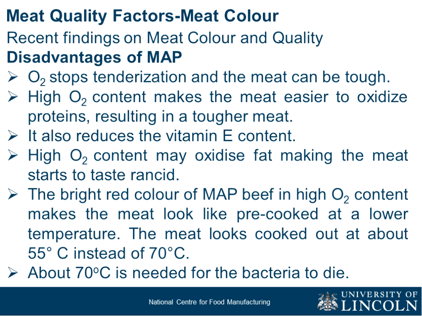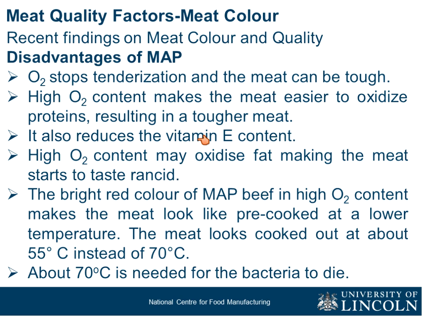Now the tenderization can be stopped, and then what happens at the end of the day is that it's going to affect the texture of the meat. So the meat can be tough, and high oxygen content makes the meat easier to oxidize. Because you have high oxygen content, you can easily oxidize protein, you can easily oxidize fat. Now you know oxidation of fat, you know what that means? Rancidity. If you oxidize protein, you're going to be getting a tougher meat. Because of oxygen, vitamin E content will be reduced. Then high oxygen content will oxidize fat, like I said earlier, and that makes the meat taste rancid.